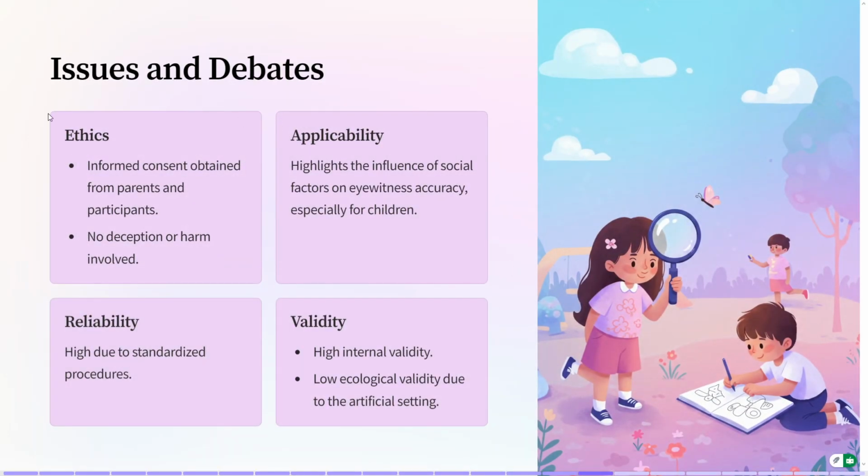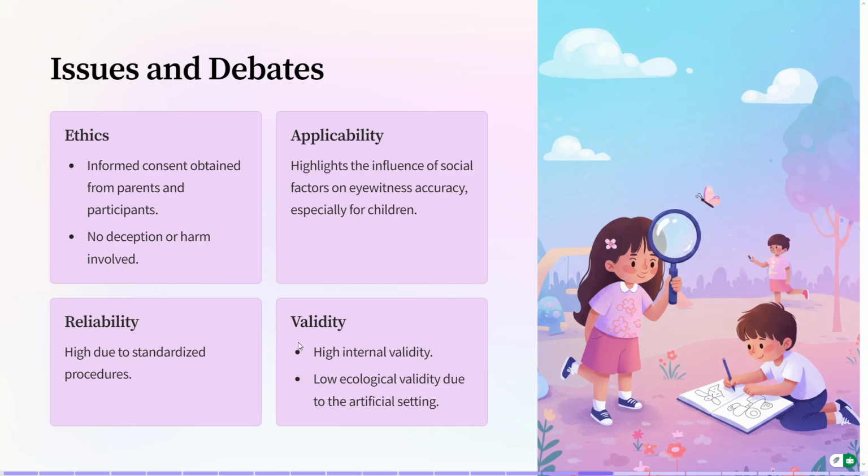Issues and debates, ethics: informed consent was obtained from parent and participant. Especially for the children, they obtained informed consent from the parents or guardians and then from the children themselves, to know if they are interested. No deception or harm was involved. That is good. Applicability: it highlights the influence of social factors on eyewitness accuracy. Just because you are standing there expecting the child to pick someone, it can affect the child's accuracy. Reliability is high due to standardized procedure.